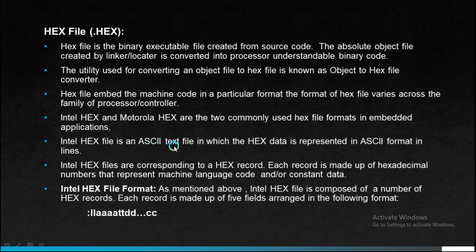The Intel hex file is an ASCII text file in which the hex data is represented in ASCII format in lines. Okay, Intel hex files correspond to hex records. Each record is made up of hexadecimal numbers that represent machine language code or constant data. So that's about the data included in the hex file and hex record. Actually, a hex file consists of a number of records and each record has a format which is as follows. This is the format of each record that is present in a hex file.